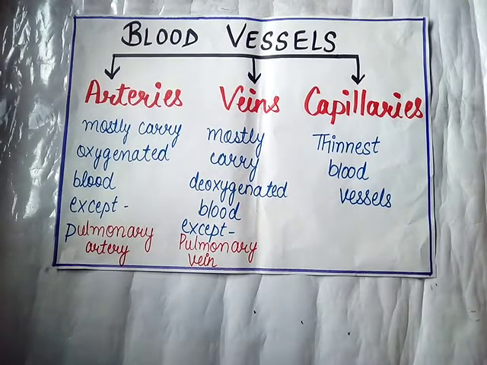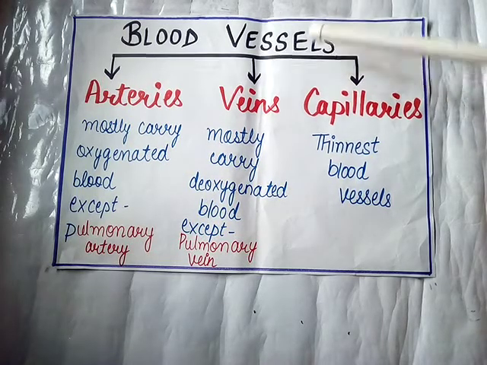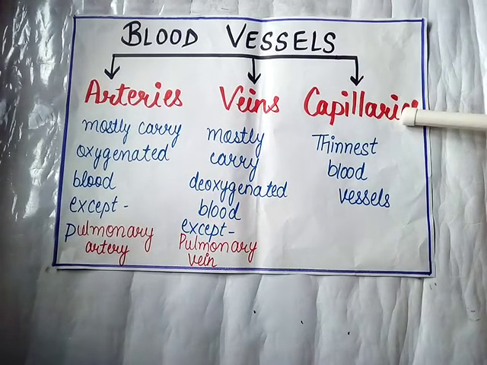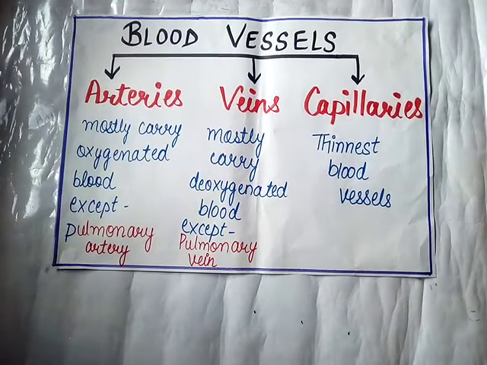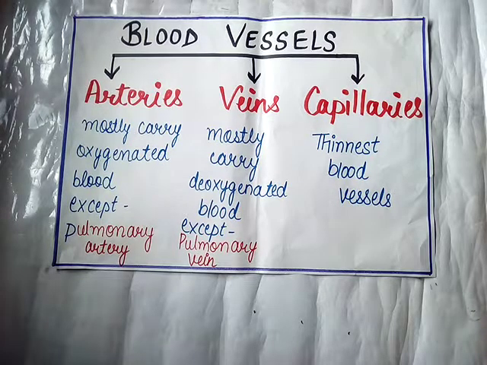The pulmonary veins transfer oxygenated blood, that is your pure blood, from the lungs to the heart. Veins are superficial, meaning they are close to the surface of the body. The third type of blood vessels are capillaries. Capillaries are the thinnest blood vessels, and are present at the junction of an artery and a vein.